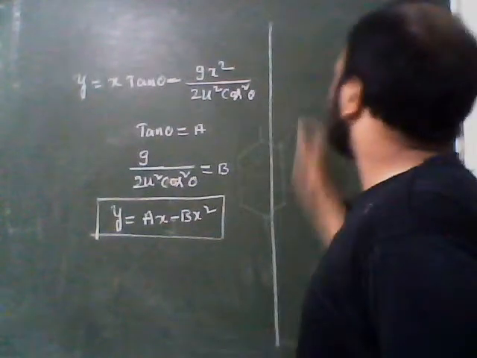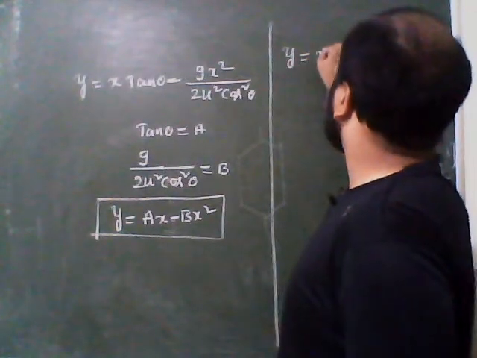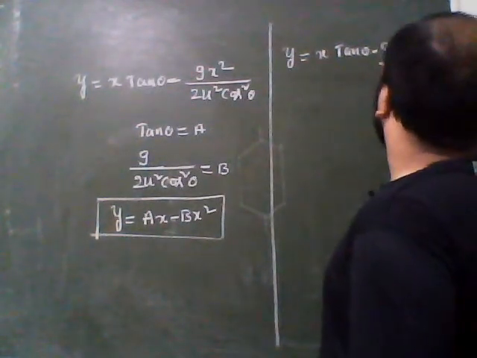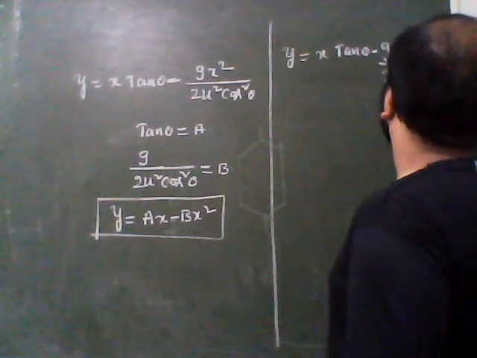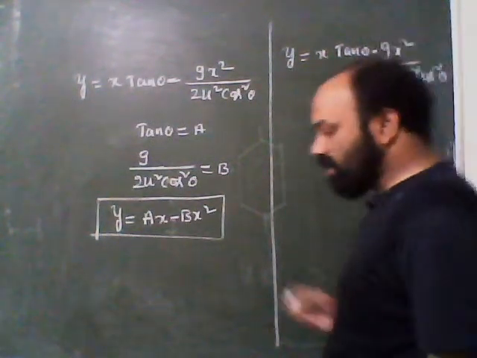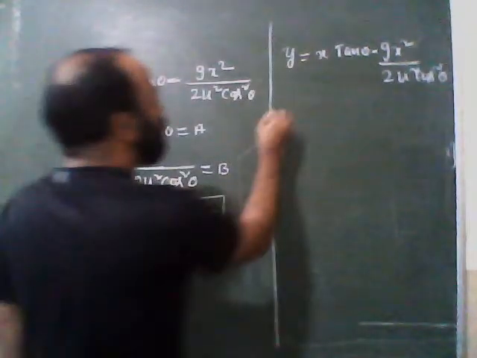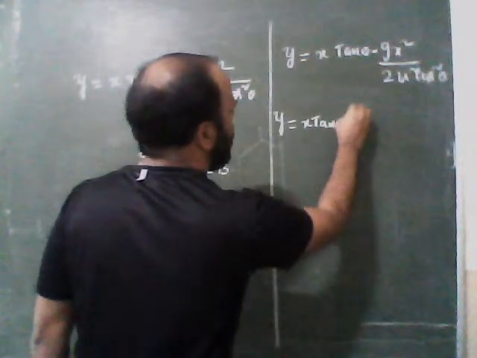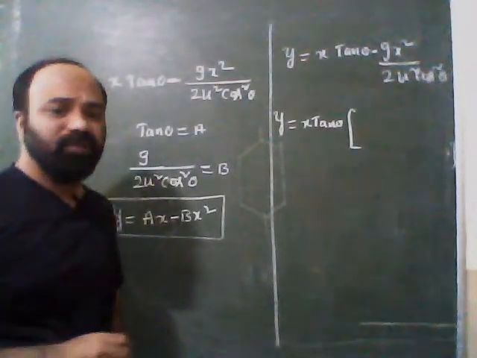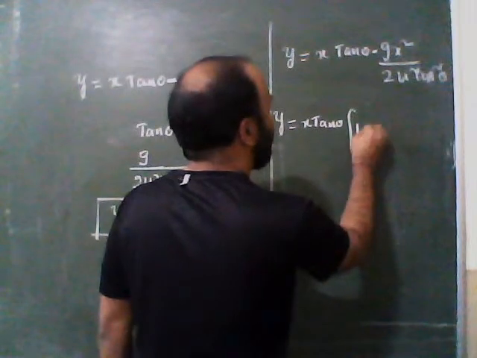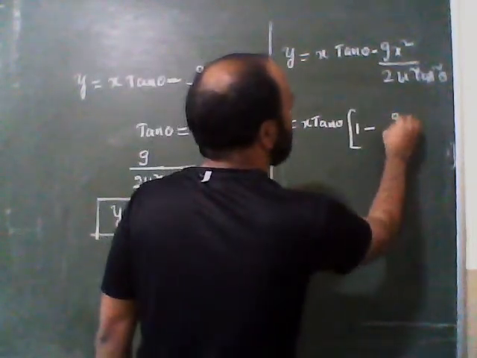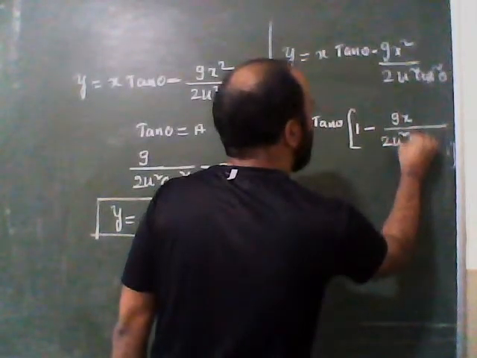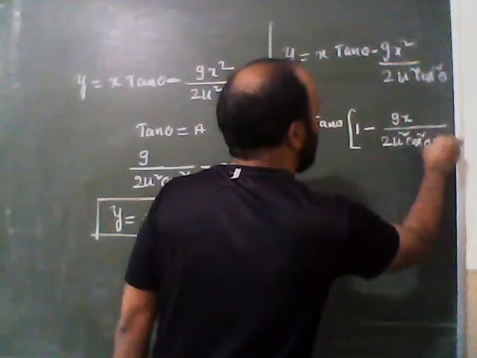You write y equals x tan theta minus gx square by 2 u square cos square theta. This is the formula we have. In that, if you take x tan theta common, this becomes 1 minus gx by 2 u square cos square theta into tan theta.